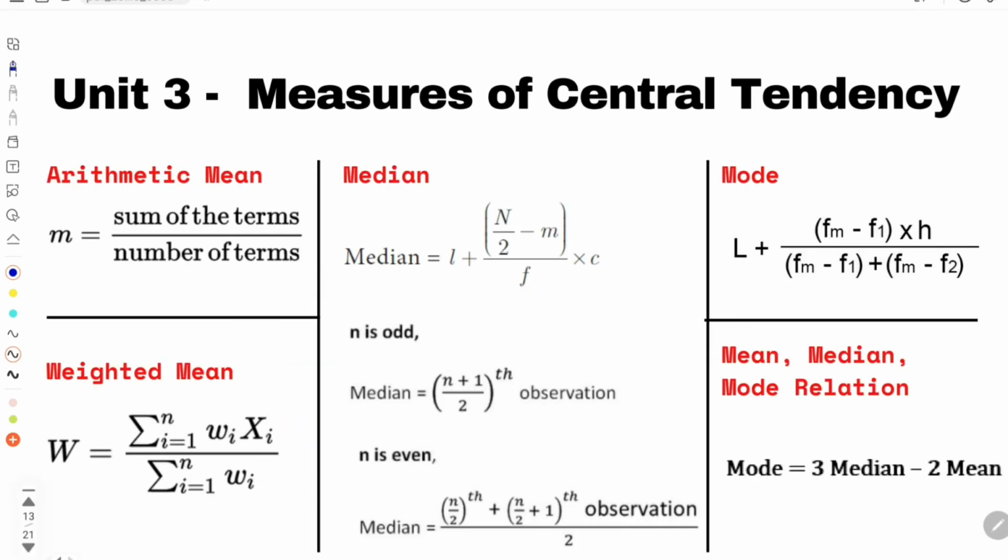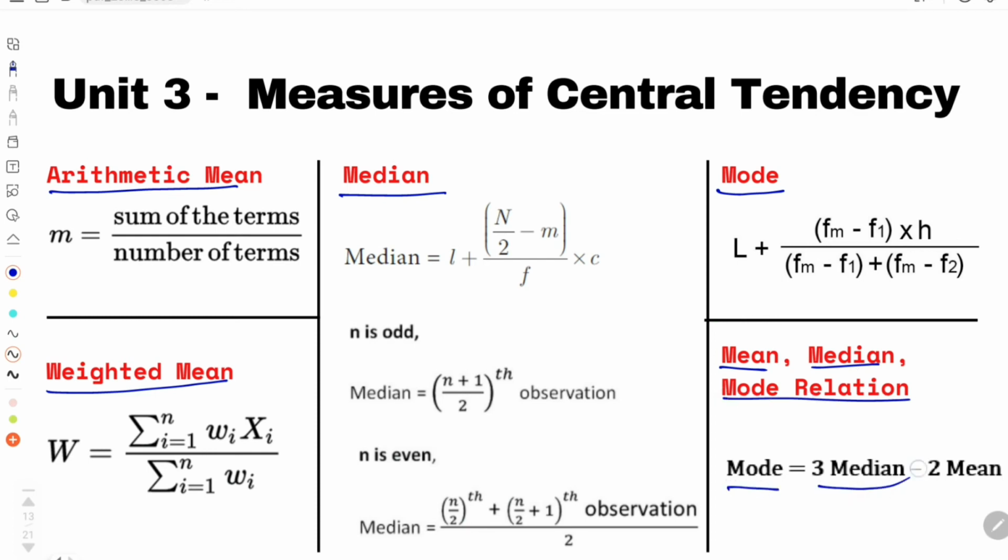Then we also saw a few measures of central tendency and how to calculate them. The common ones were the arithmetic mean, the weighted mean, and the median, including how to calculate the median if n is odd or n is even, or if it is a continuous distribution. The mode, how to calculate the mode. Mode is nothing but the observation with the maximum number of occurrences. Whichever observation occurs the most number of times, that is the mode. Then we also saw in this unit the relation between the mean, median and mode.